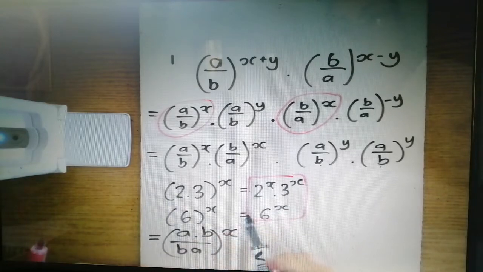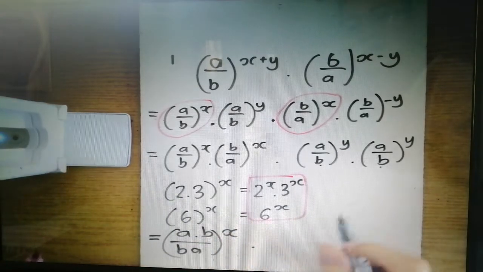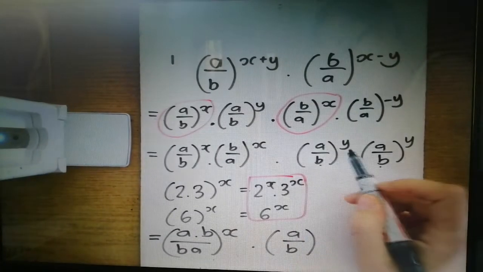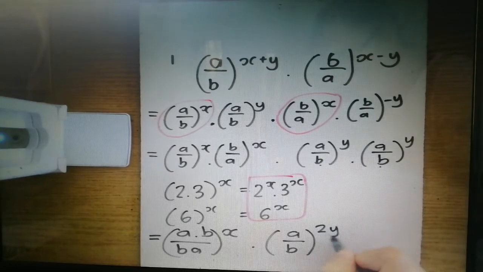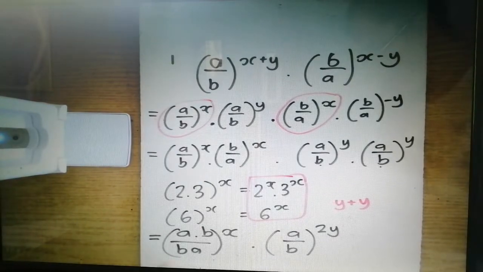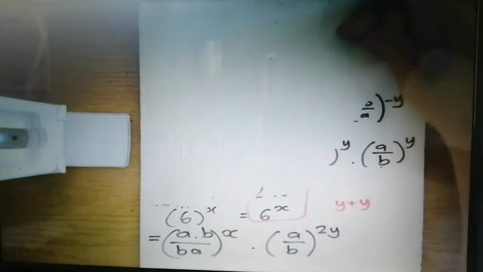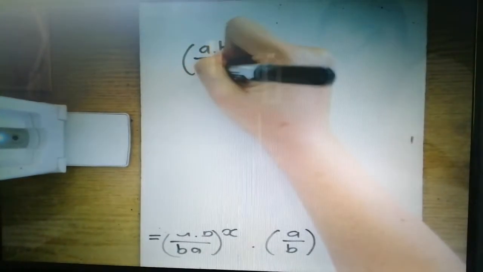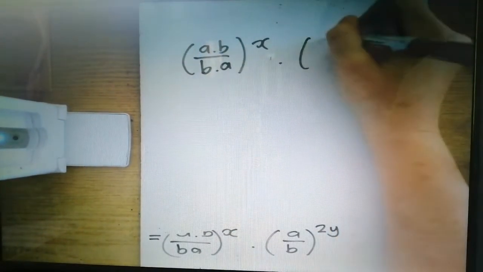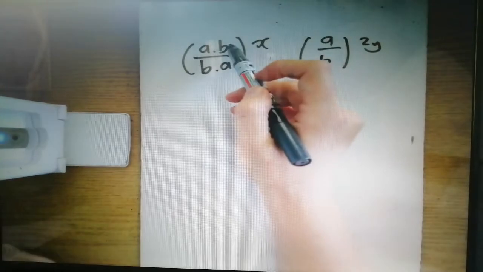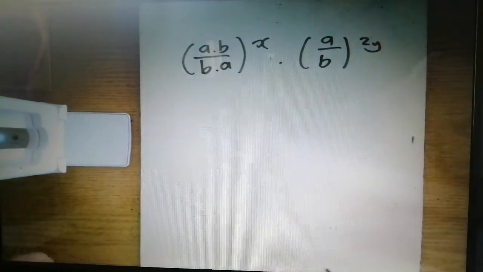This is this knowledge that we saw in the beginning. Okay, times on this side, I've got a over b to the power of y plus y, which is 2y. All of a sudden, what do I see here? Okay. I'm just going to erase this board quickly. I'm going to write it over here. I've got a times b over b times a to the power of x times a over b to the power of 2y. Okay. What do I see over here? Monomial over monomial, which means I can cancel things that look exactly the same.